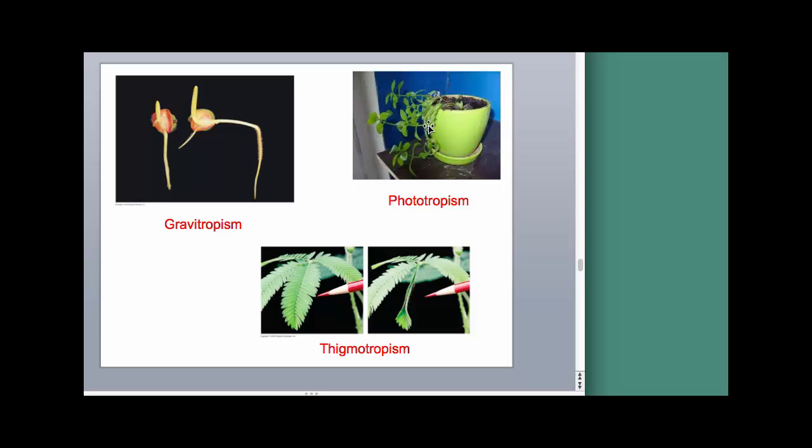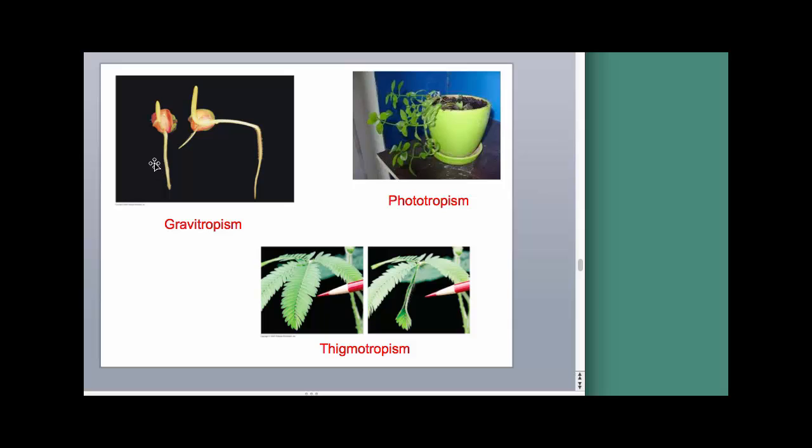And what we see is an actual cell elongation. Hormones contributing to that elongation of cells will actually help to bend the plant in a particular direction as it's trying to get closer to the light. We see the same thing with gravitropism.